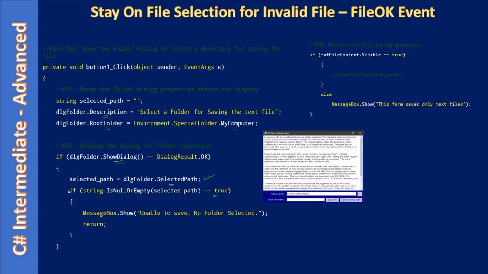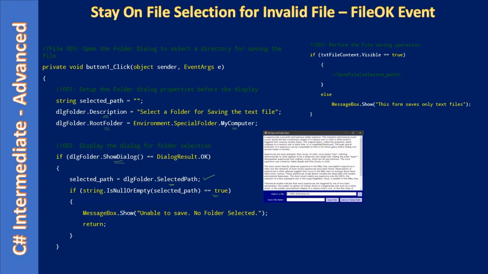So if we get past, we will land up here in the snippet 003. There we check text file content dot visible equal to true. Based on the file name selection, we will switch the visibility of a picture box and a text box. If the user actually selected a picture file, then we will set visibility of the text file to false, and we will make a picture box visible. So that's what we are checking here.